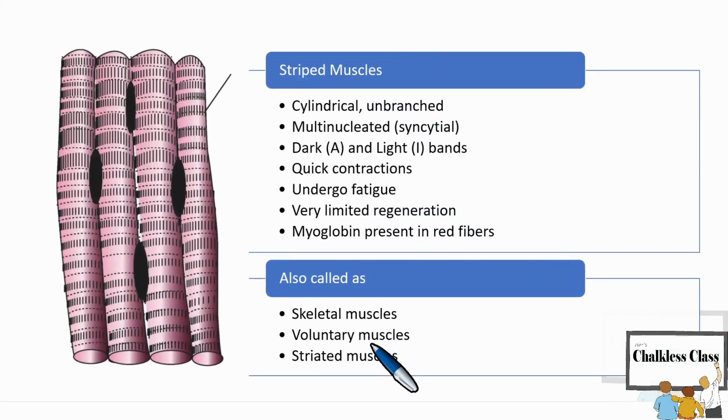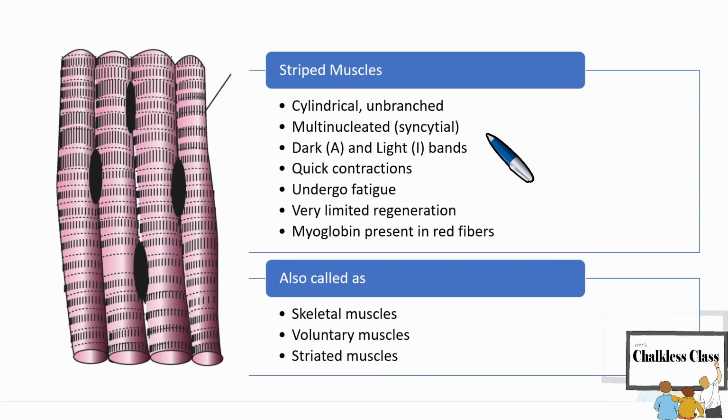Now, let us try to understand a striped muscle. These are the several striped muscle fibers. As we discussed earlier, a muscle fiber is a sarcocyte, that is, one muscle cell. These muscles are cylindrical and unbranched. They have many nuclei. A multinucleated condition is seen. That condition is called the syncytial condition.